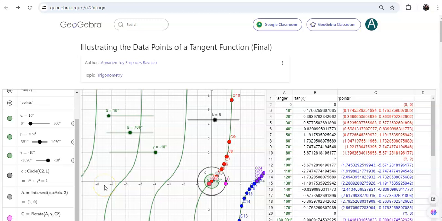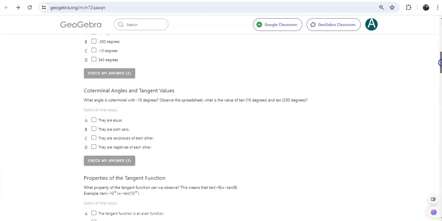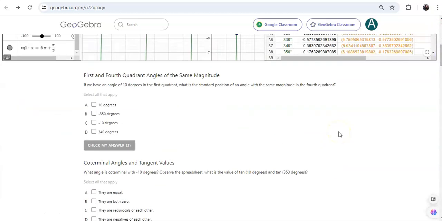Let us show or prove that the tangent function is an odd function. An interactive GeoGebra applet was created, and let's answer a few questions together. Question number 1: let's compare the first and fourth quadrant angles of the same magnitude. We have an angle of 10 degrees in the first quadrant. What is the standard position of an angle with the same magnitude in the fourth quadrant?